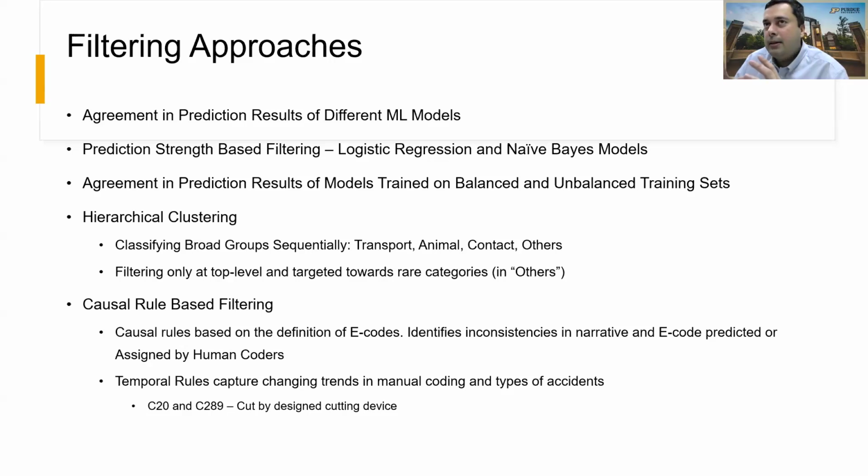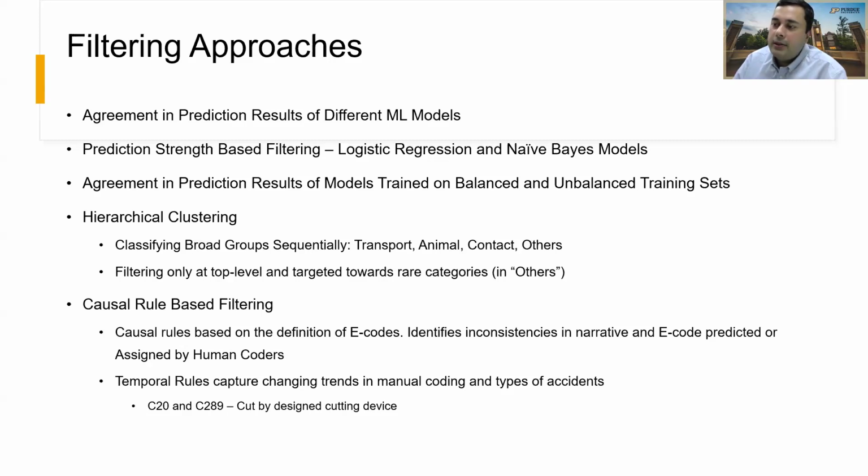And then the machine learning models that were trained on the balanced data tended to overpredict the smaller categories, and the models that were trained on unbalanced data tended to overpredict the more frequent categories. So we looked at the disagreement between the two predictions and we filtered them out.